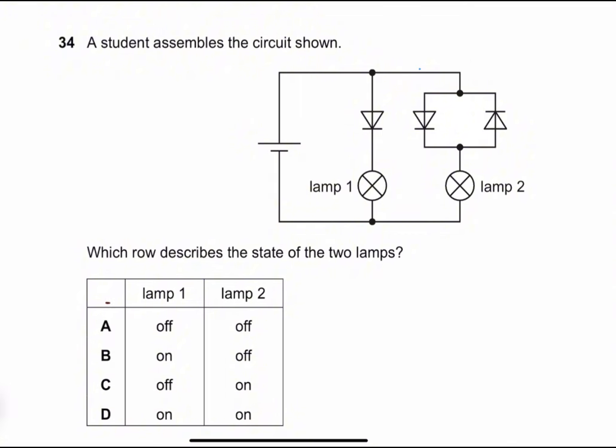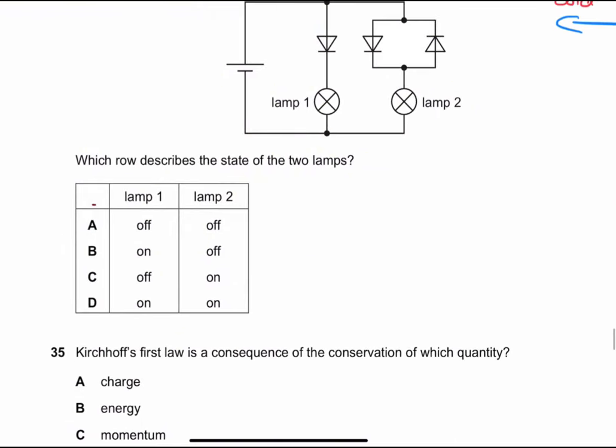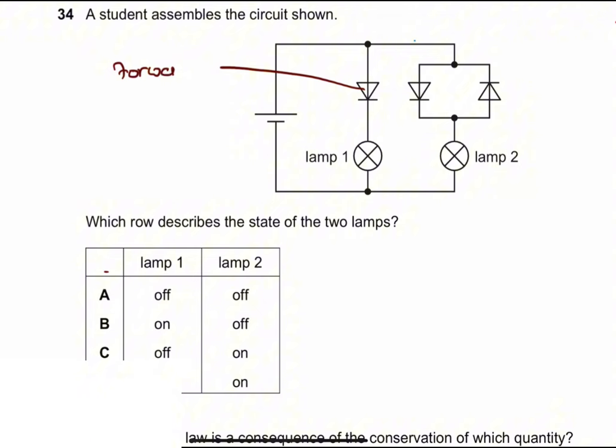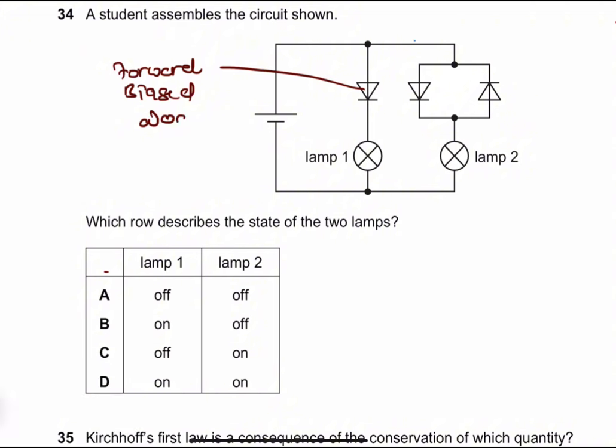We've been given a student who assembles the circuit as shown, and they've been asked which row describes the state of the two lamps. So we've been given two lamps and they've been asked the state of each lamp. This is basically what we call a diode that is forward biased. So this diode is forward biased and this diode is what we call reverse biased. What does it mean to say forward biased?